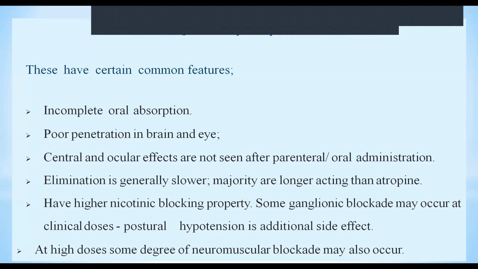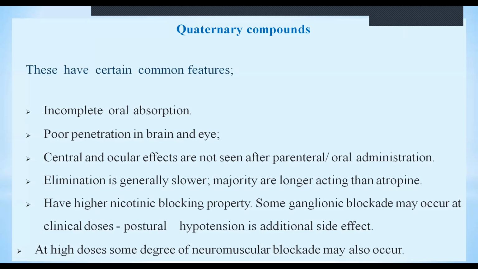And some ganglionic blockade may occur at the clinical doses. Another side effect of these agents is postural hypotension. Postural hypotension is a type of hypotension depending upon the posture. If the person lies down and then stands, the blood pressure may decrease when he is standing. That's known as postural hypotension.